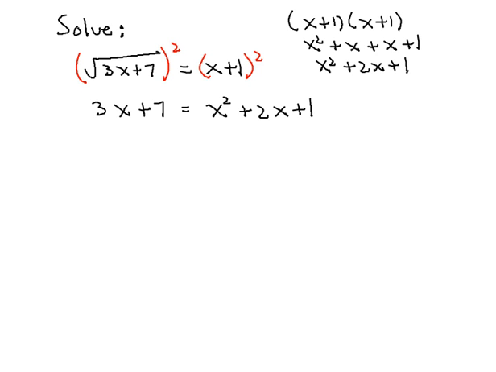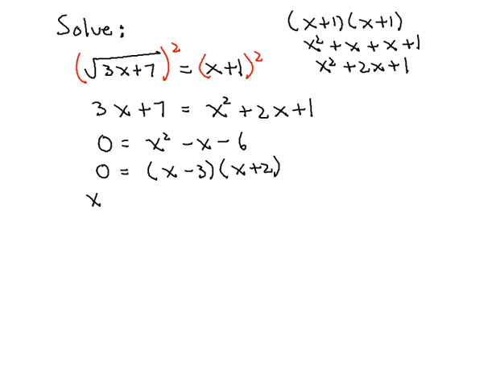So now we have a quadratic equation, and we need to make one side 0. I'm going to choose to make the left side 0 because I want to keep the x squared where it is with a positive coefficient. So we then have x squared, if we take the 3x and the 7 to the other side, x squared minus x minus 6 is equal to 0. We next factor, and we'll factor into x minus 3 times x plus 2.